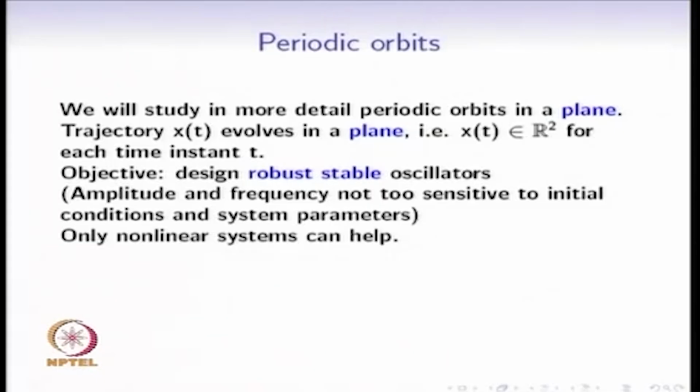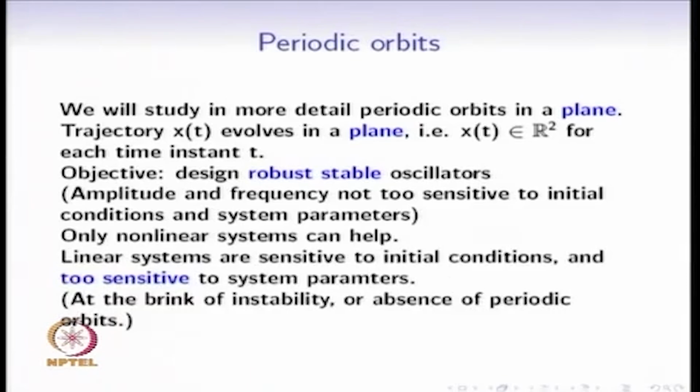So, what is robust about this and what is stable about this? We want that the amplitude and frequency of the oscillations are not too sensitive to the initial conditions and are not too sensitive to the system parameters. So, as we had noted at the beginning of these lectures, only nonlinear systems can help. Why is that? Because linear systems first of all are sensitive to initial conditions. In other words, if we start with a different initial condition, then the amplitude is different. Of course, for linear systems the frequency remains the same, but the amplitude is different.